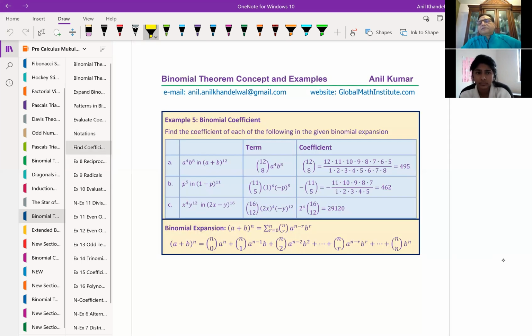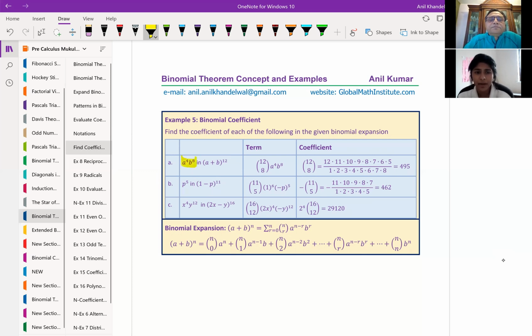Now, let's take up some examples. This is a practice exercise for us. We'll quickly go through it. So, Amy, can you please read example number 5? Yes. Find the coefficient of each of the following in the given binomial expansion.